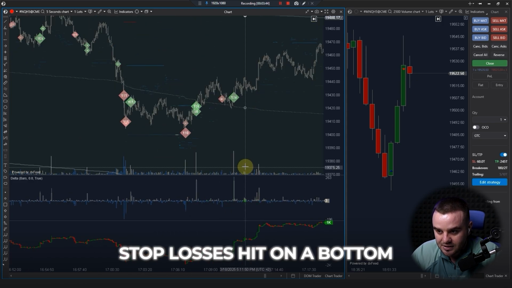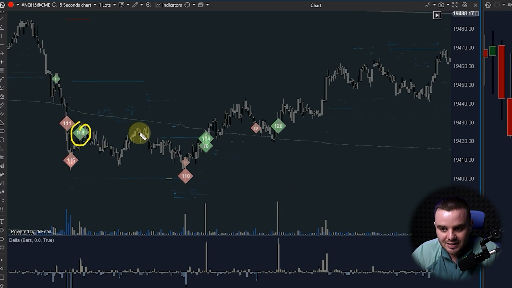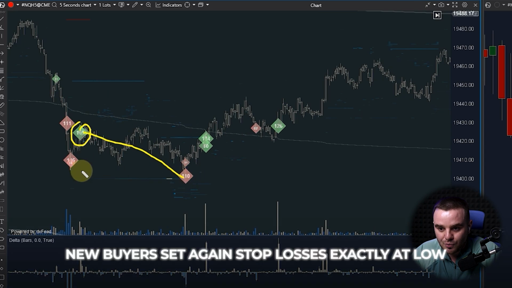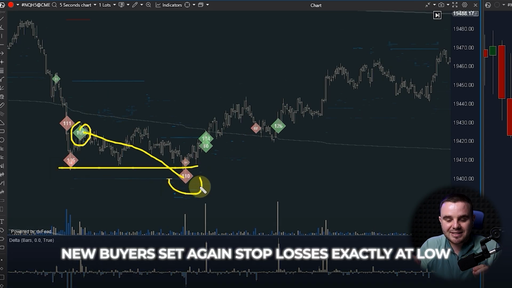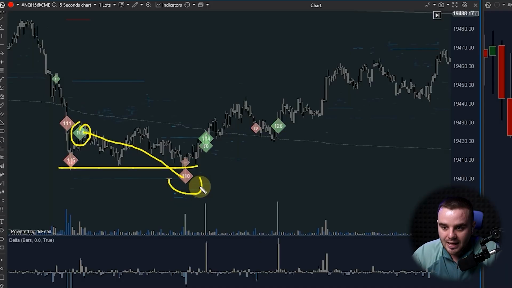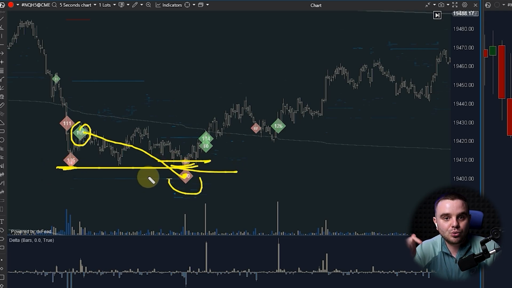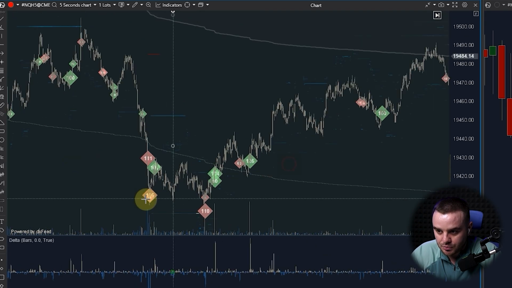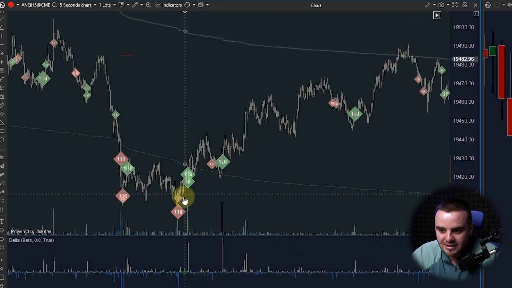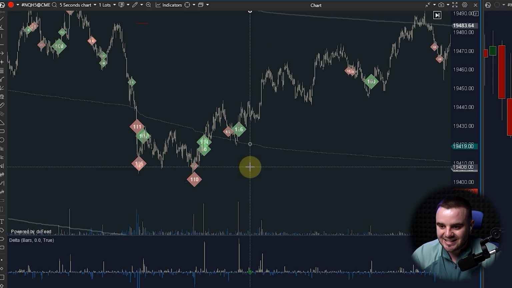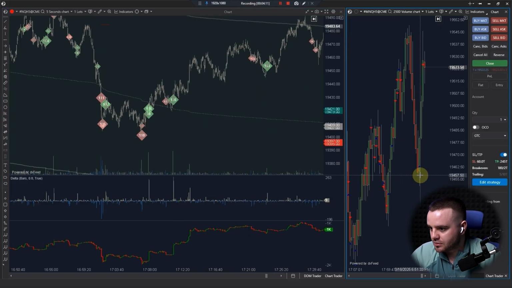After that, what happened? New buyers started entering, and again, those new buyers' stop losses were placed exactly at the low. And that was exactly the moment when I saw the first close above the previous low, when I took a long. And the beauty here? My stop loss in that case was only 60 ticks. Have a look, the stop loss was only here.